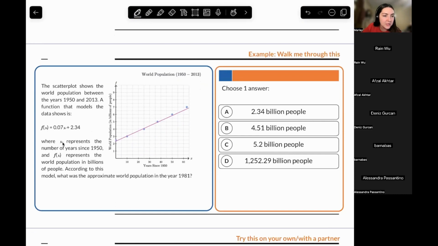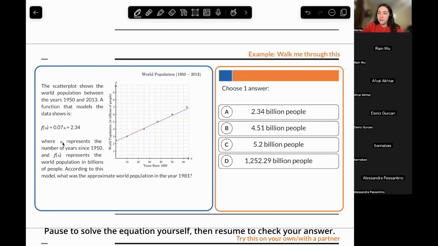So this is one of those examples. They're giving us an equation based on the data points. They want to know what is the world population in the year 1981. Two different ways you could do this kind of problem, but I'll let you guys get started. Let me know when you have an answer. Send it to me in the chat box, and then we'll review.